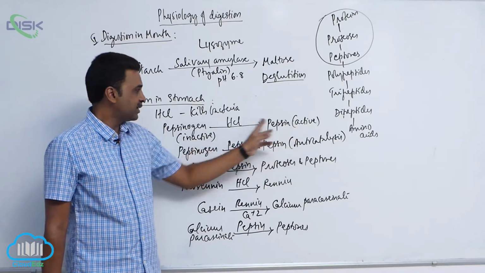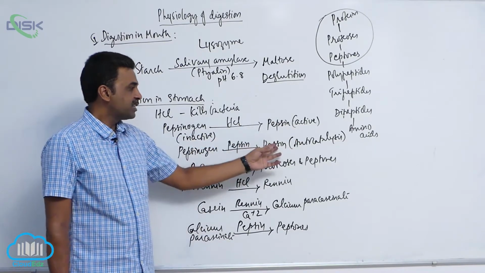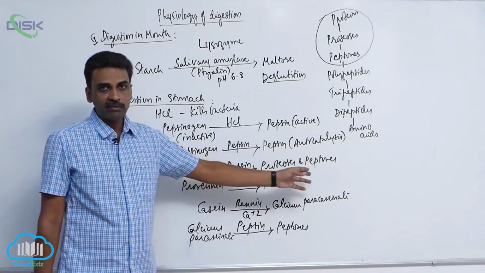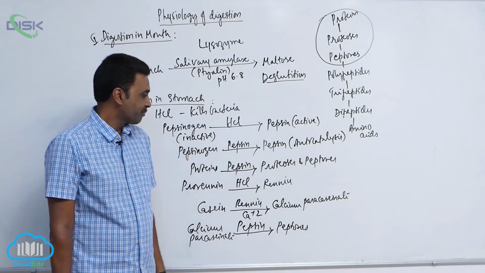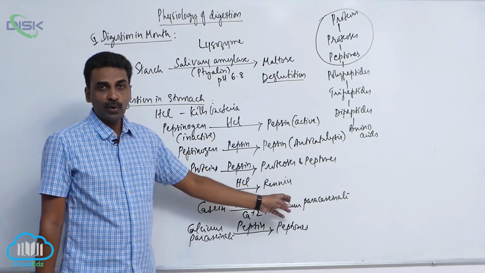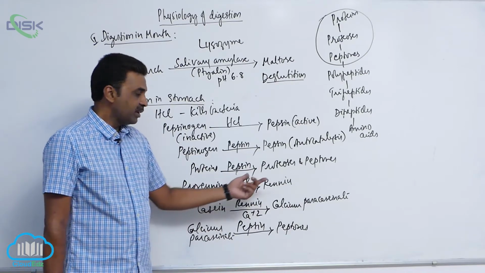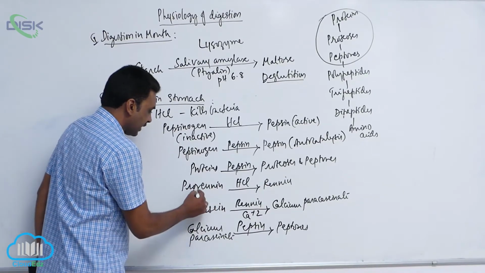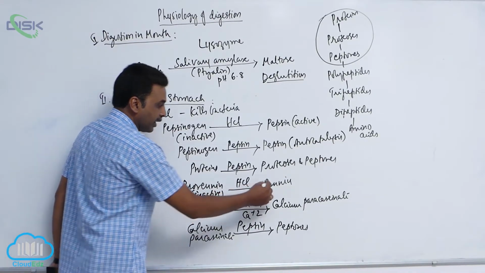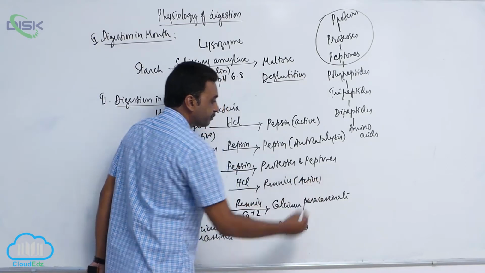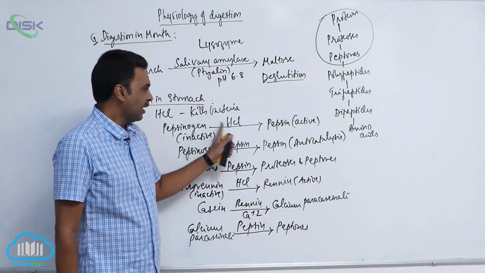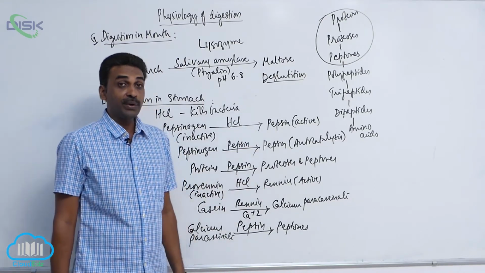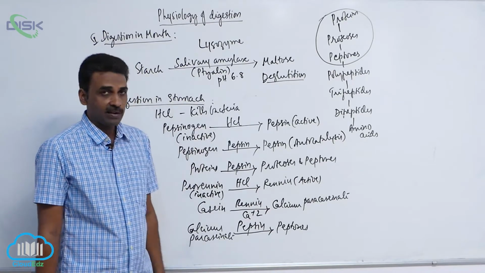Pepsinogen is activated to pepsin with the help of hydrochloric acid. Pepsin is also formed by autocatalysis. Now that pepsin acts on proteins and converts them into proteoses and peptones. HCl also activates prorenin to renin. Prorenin is inactive and renin is active. So HCl activates pepsinogen to pepsin, and HCl also activates prorenin to renin. That's the function of HCl.